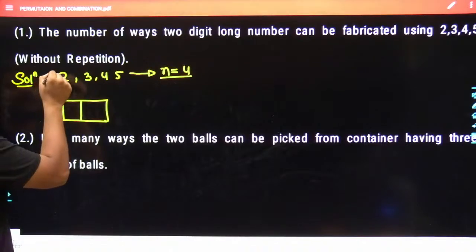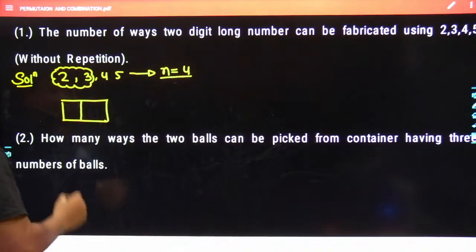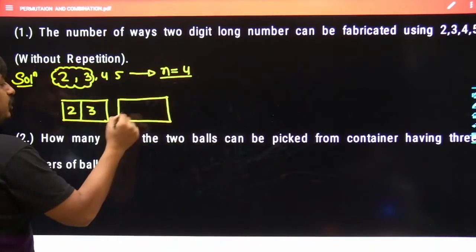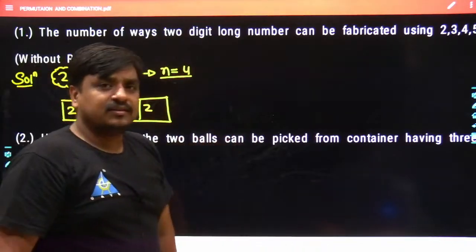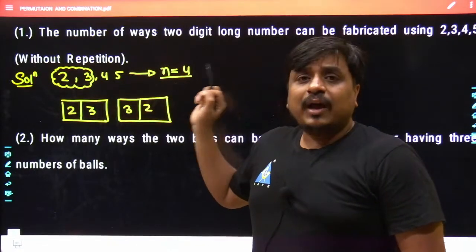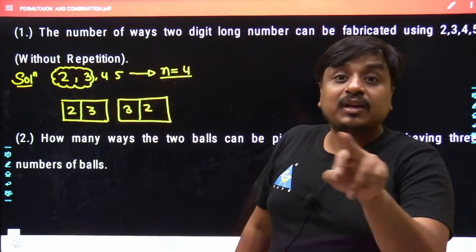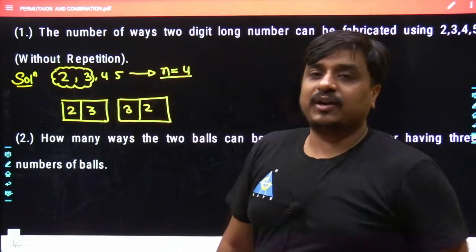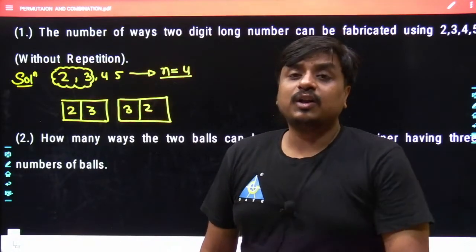For the time being, if I have selected 2 and 3 together, the first possibility could be 2 and 3, and the second possibility could be 3 and 2. Although we have selected 2 and 3 together, as far as their ordering is concerned, they make 2 different numbers. What does that mean? You are selecting 2 items out of 4 items, but their ordering makes different combinations. So out of 4 items, you are selecting 2 items. That's well and good, but their ordering also matters.